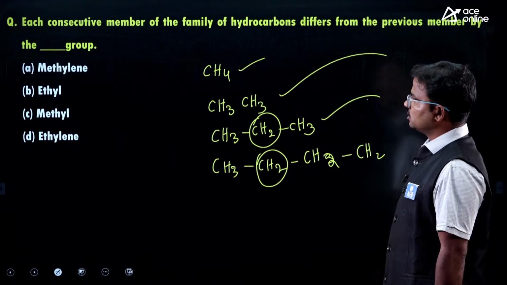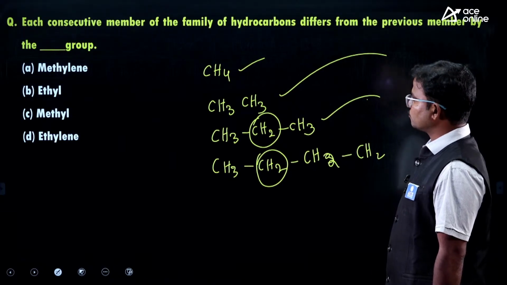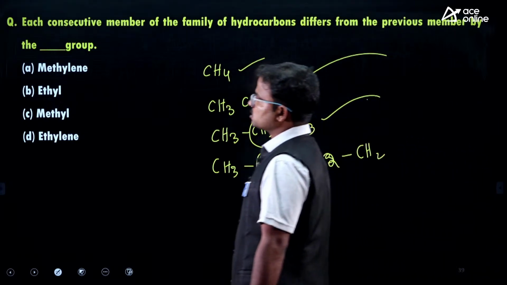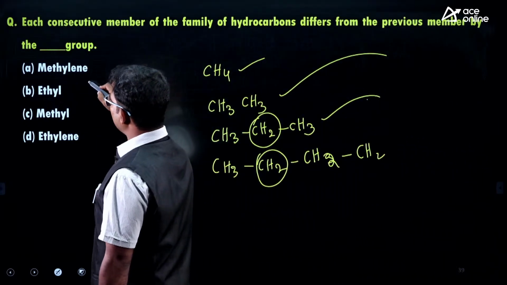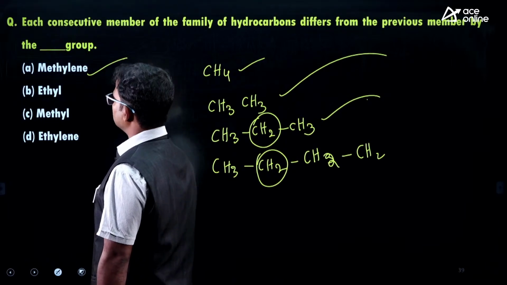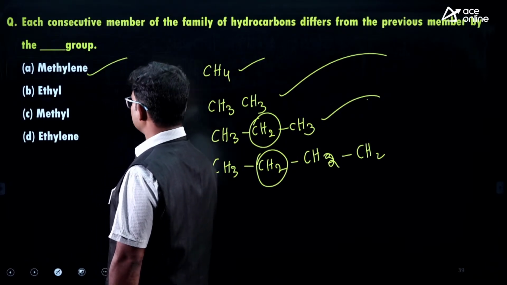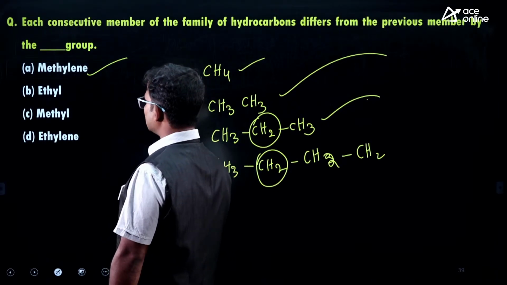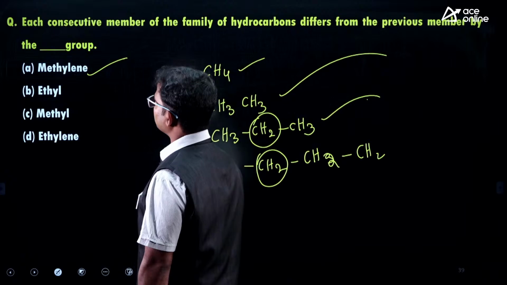If you consider two consecutive members of the carbon family, mostly CH2 is the difference. CH2 is nothing but what we call methylene. So methylene is the difference. Option A is the correct one.